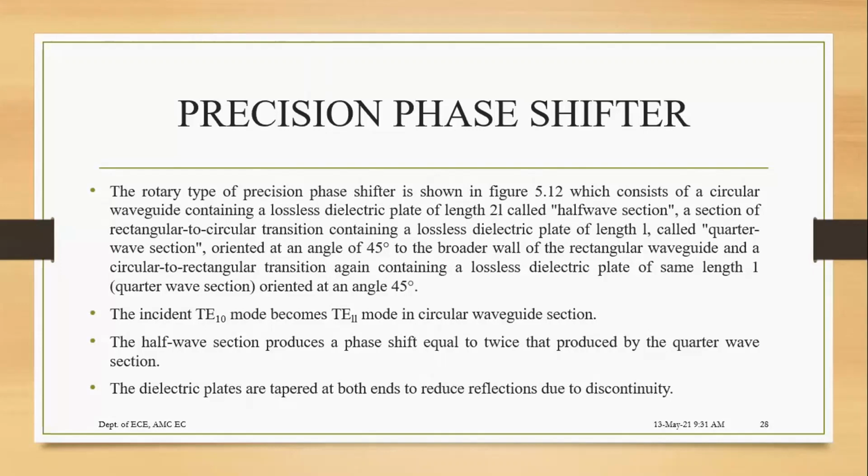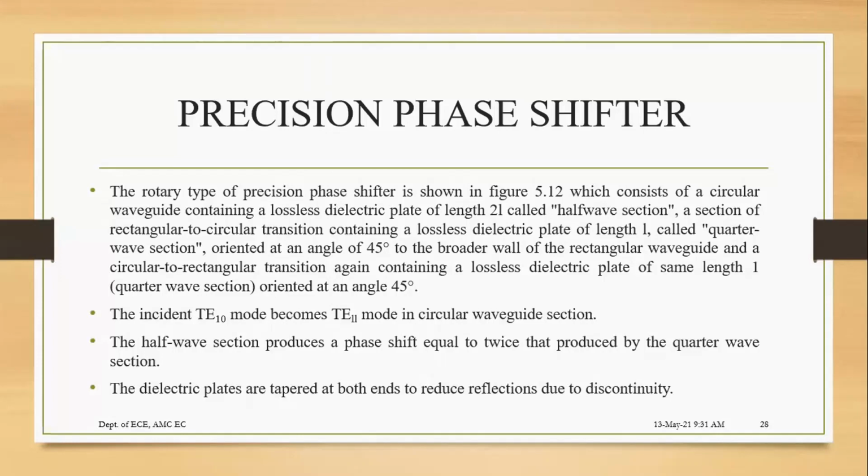Now, you'll be incidenting a TE10 mode like which you have seen in attenuator. When it crosses from your rectangular section to the quarter wave section to your half wave section, it turns into TE11 mode in the circular waveguide section from a rectangular waveguide section.